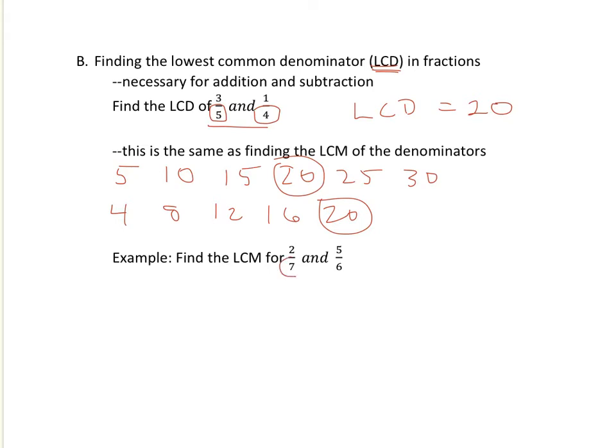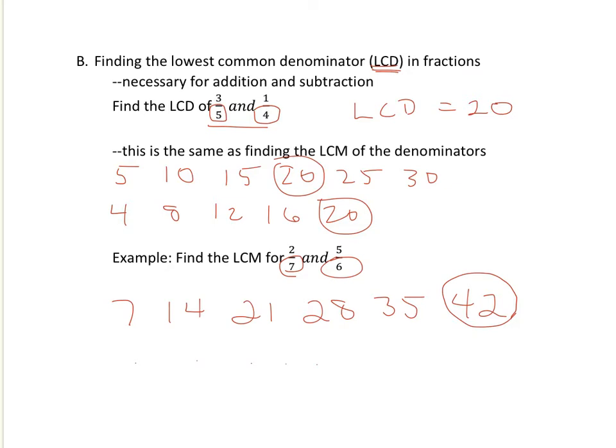So if I look at 7 and 6, I can list my multiples: 7, 14, 21, 28, 35, 42, and at this point I'm going, whoa, I think 42 is a multiple of 6. And you might double check your 6 times tables, possibly even without writing out all of the multiples, and recognize that yes, the LCM, the least common multiple of 7 and 6, or the lowest common denominator for 2/7 and 5/6, will be 42.